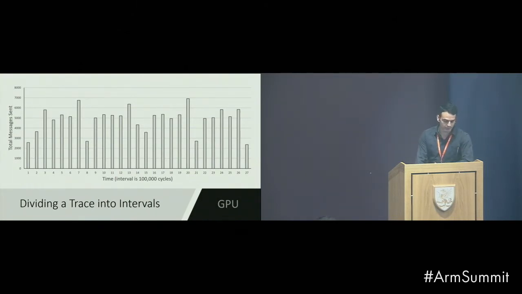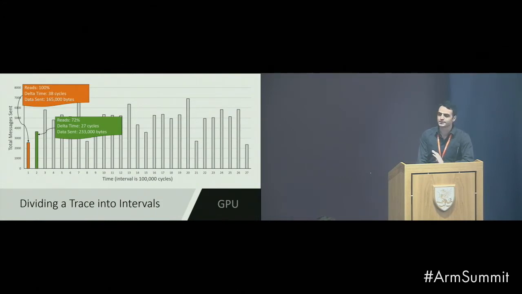And what we can also take a look at is what if we created a statistical profile for every single one of these intervals? Okay, so let's do that. In the first 100,000 cycles, I see that I'm getting 100% reads. In the next 100,000 cycles, I'm down to 72% reads. In addition, the time between the events is more frequent in the second 100,000 cycles, right? We have an average delta time of 27 cycles. So that implies that there's going to be more messages sent, and that's what we see on the y-axis.